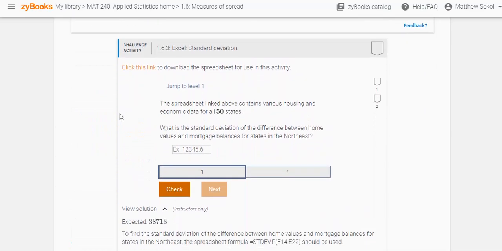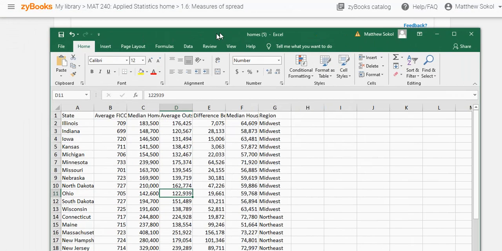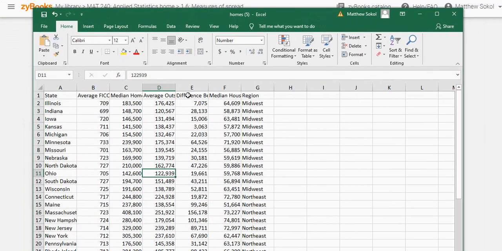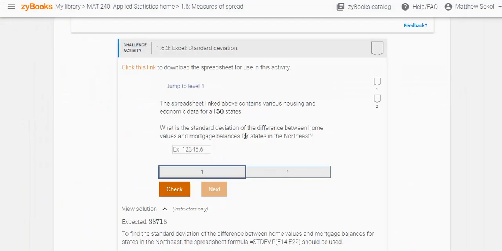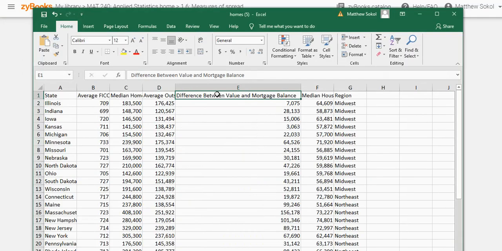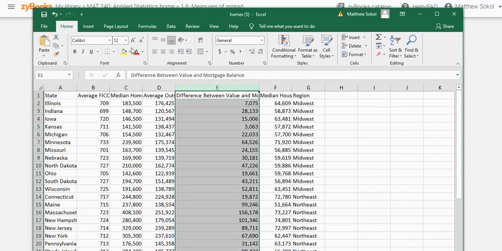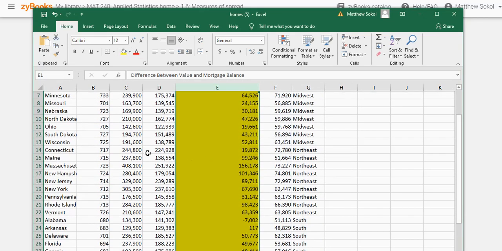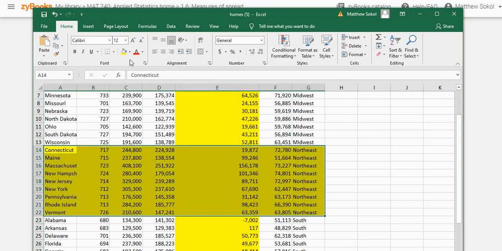All right, let's try this one here. So I'm just gonna do this first part here for you guys in the sheet, okay? So the spreadsheet linked above here contains various housing and economic data for all 50 states. So what is the standard deviation for the difference between home values and mortgage balances in states in the Northeast? So this is what the spreadsheet looks like. So we wanna find the standard deviation for the difference between home values and mortgage balances. So that would be the difference between home value and mortgage balances right here. And then additionally, they said just in the Northeast. So we just want these.